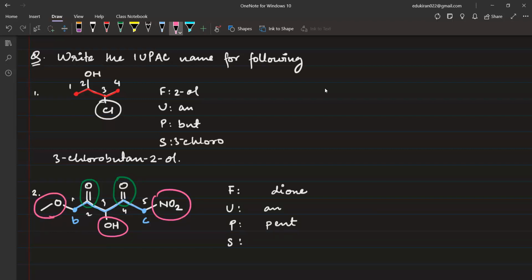Now I will start from here. So here we have oxygen with 1 CH3. So this will be methoxy. Here you have OH. So its substituent name is what? Please tell me, guys. For OH, what do we write? When OH is acting as a substituent, then what do we write?